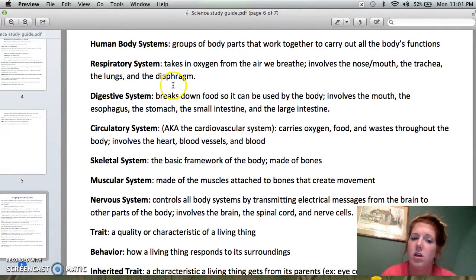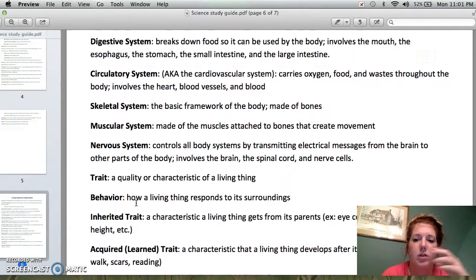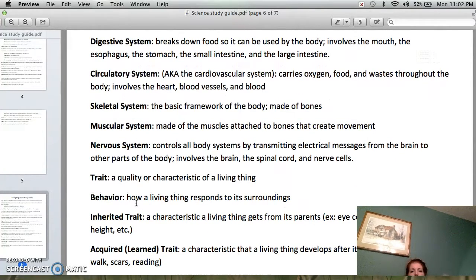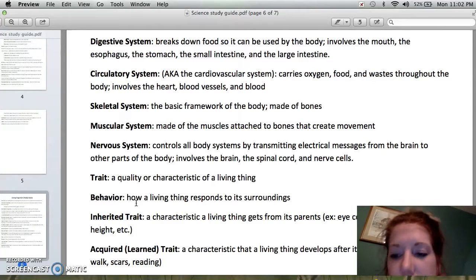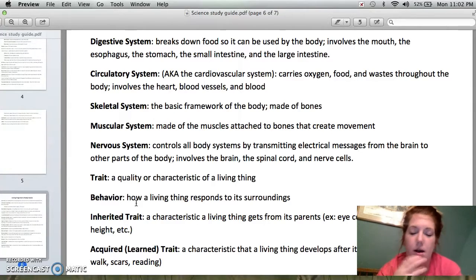So I believe we were at a trait. So looking at genetics, a trait is a quality or characteristic of a living thing, like having green eyes or red hair or being tall. A behavior is how a living thing responds to its surroundings. So those are like your learned behaviors.